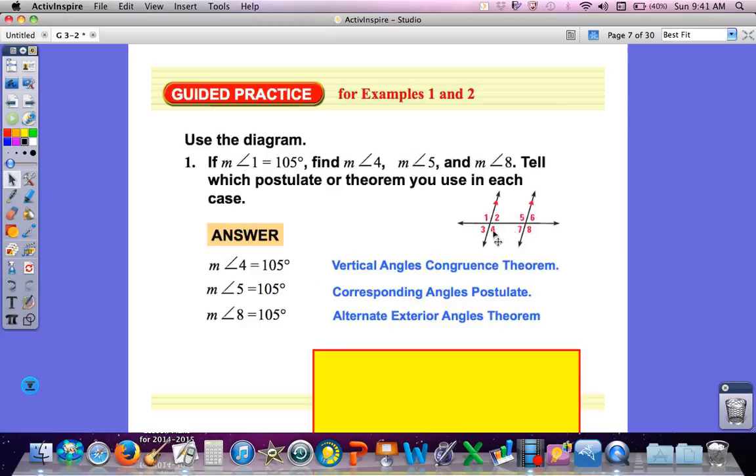Angle 4 is 105 degrees. Angle 1 is 105 degrees. 1 and 4 are vertical angles, congruence theorem. Now, angle 1 is 105 degrees. Angle 5 is 105 degrees because of the corresponding angles postulate. And 8 is 105 degrees. Remember, we're asking you to compare it to 1. So 1 and 8 are alternate exterior angles. Yes, once you find 5, you would also know that 8 is 105 degrees because of the vertical angles theorem.